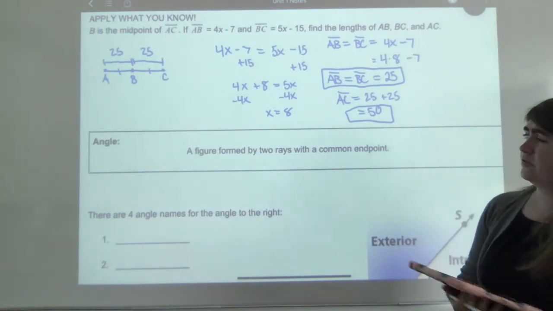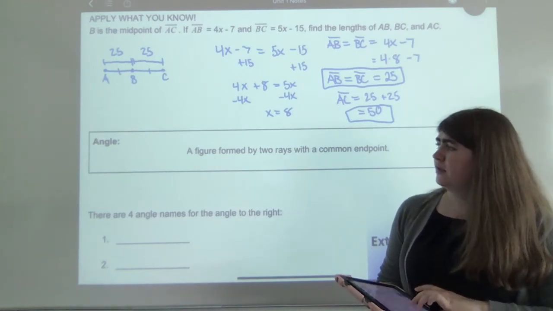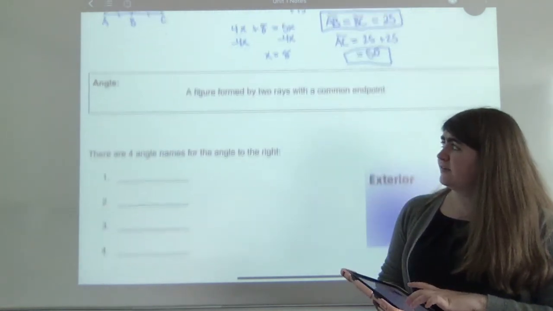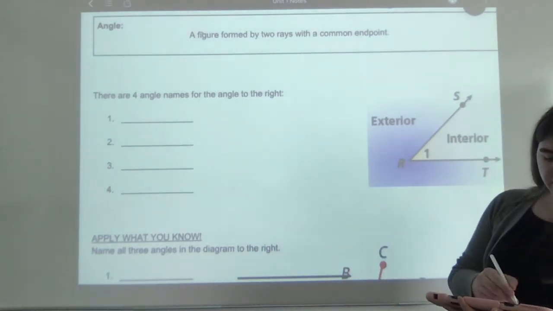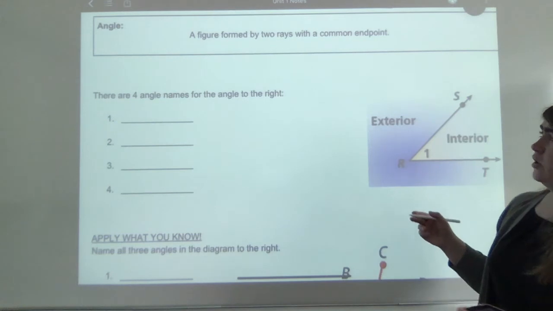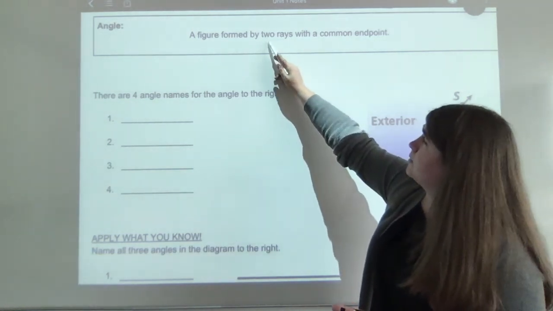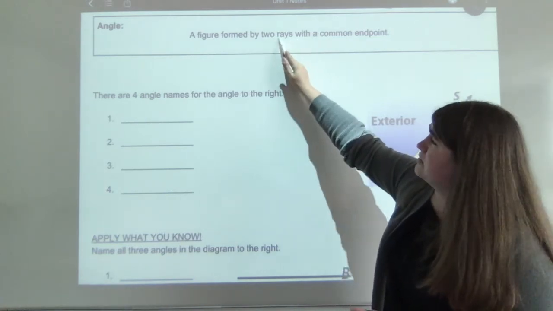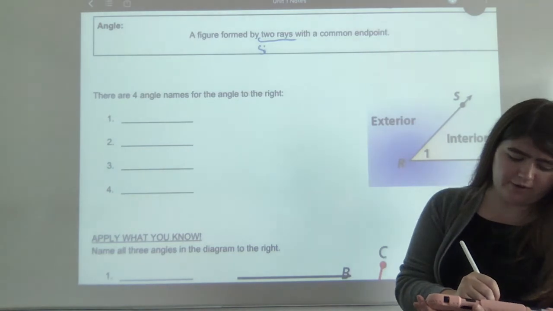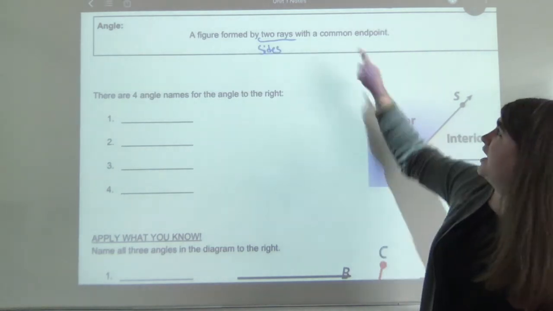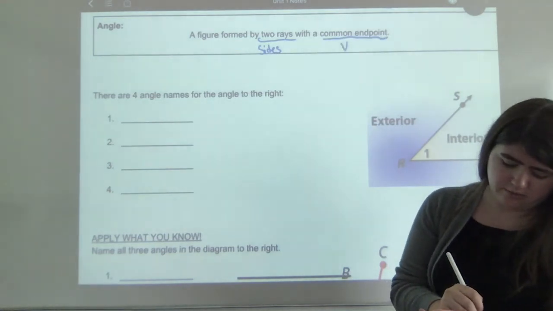All right, so now that we've done a little bit of work with segments, we're going to take a look at some angles. First off, an angle is a figure formed by two rays with a common endpoint. So if we're thinking in our definition what these specific words mean, when it says that it's formed by two rays, those rays are what we call the sides of our angle, and the common endpoint is what we call the vertex.